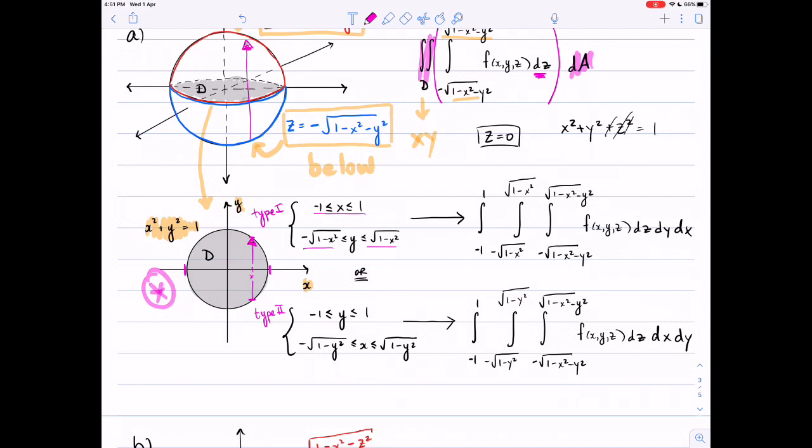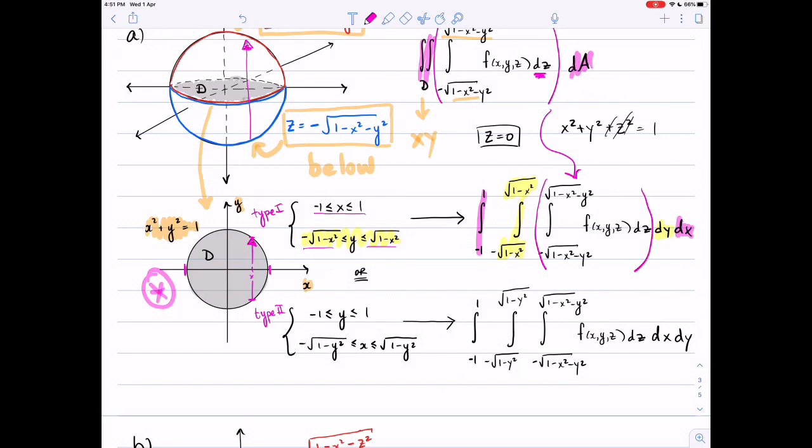If we set this up as a type 1 integral, then the constant values are on the outside, dx. The inequalities there are in terms of y, and that inner integral is just this one, which is still there.